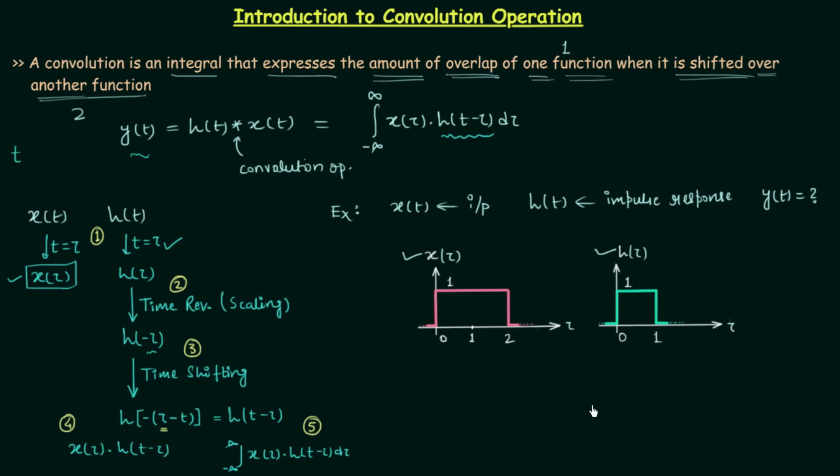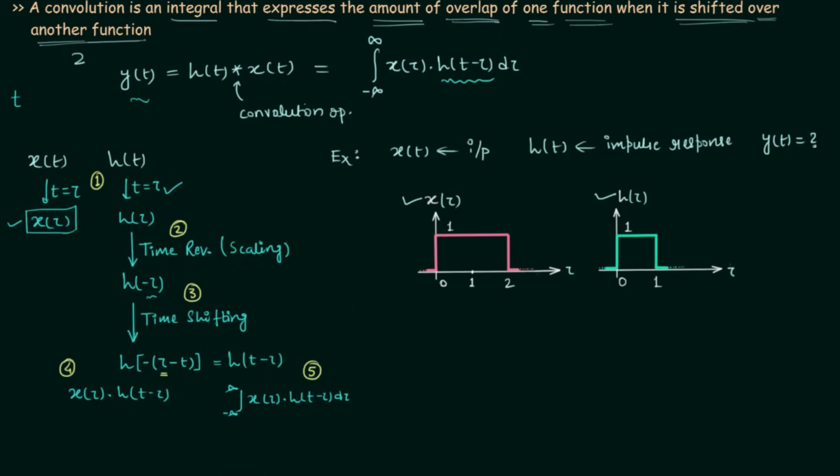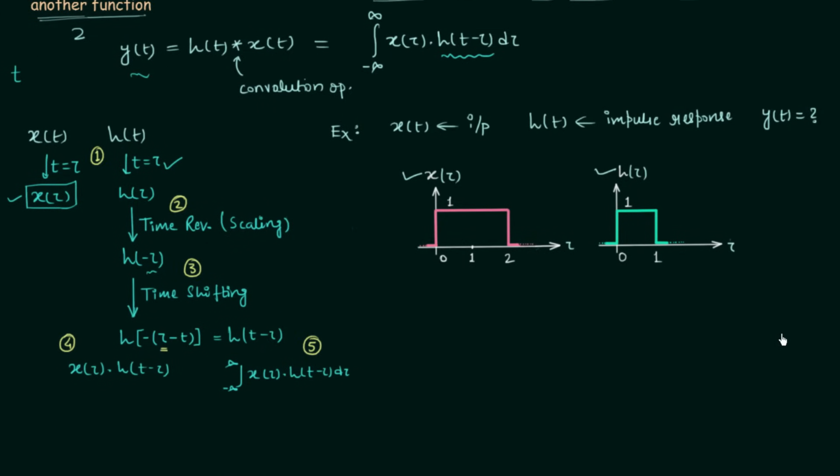Now in step number 2 we will perform the time reversal, which is a special case of time scaling. We will keep x tau as it is, and in the signal h tau we will perform the time scaling, the time reversal to be exact. So this is how the waveform of h minus tau will look. We have simply obtained the mirror image about the y-axis, and this is the waveform.